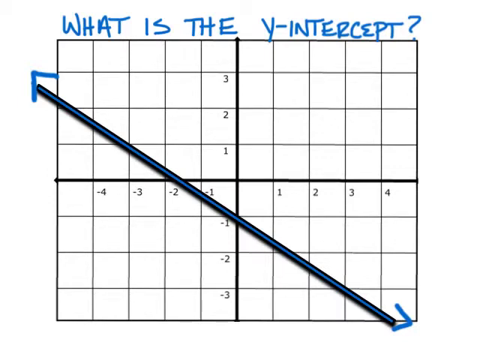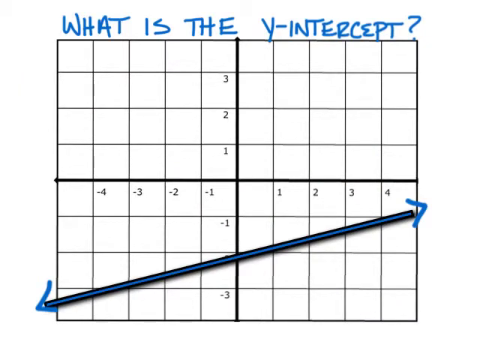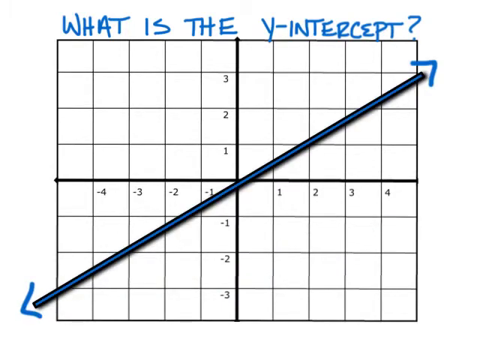What is the y-intercept of this line? The y-intercept is where it intercepts the y-axis. That is this point, and it's a negative 1 on the y-axis. What is the y-intercept on this line? Walk through here and show it to me. The y-intercept is where it crosses the y-axis. That is a negative 2.